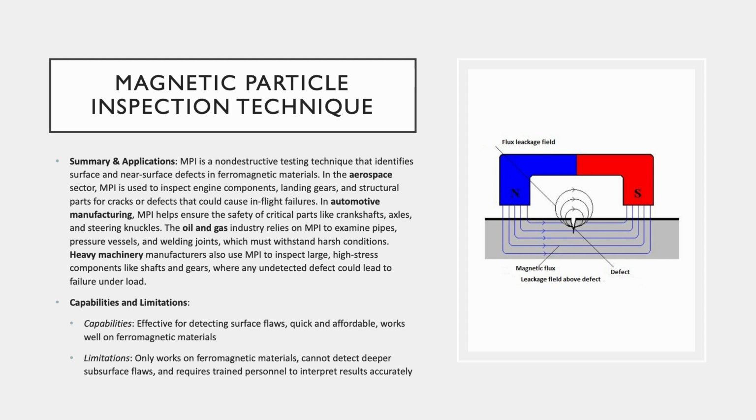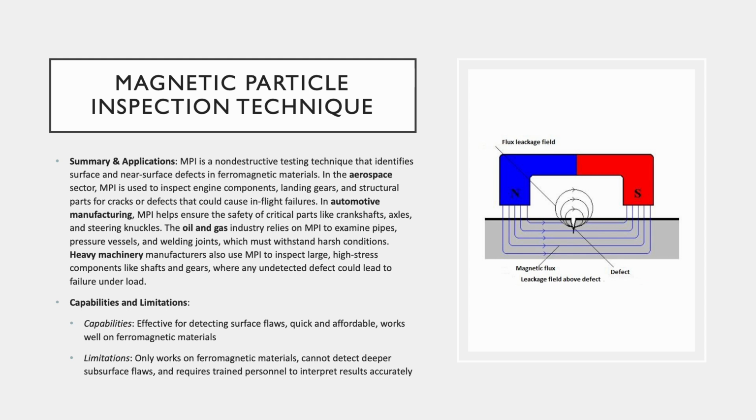Within the automotive industry, MPI ensures the safety of critical parts like crankshafts, axles, and steering knuckles. The oil and gas industry relies on MPI to examine pipes, pressure vessels, and welding joints, which must withstand harsh conditions. Even heavy machinery manufacturers use this technique to inspect large, high-stress components like shafts and gears. This is really important as it is a quick and cost-effective way to ensure the safety and reliability of components without causing any damage, making it ideal for quality assurance.